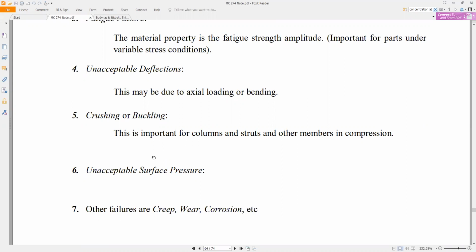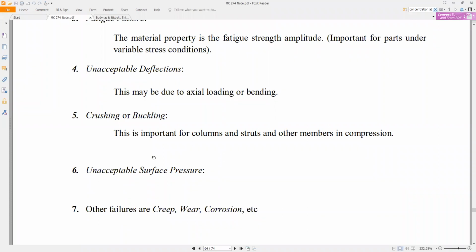It may jam up the engine, or the engine may end up being destroyed altogether. So in some situations, we don't want that deflection to occur. They are not desirable, so they are unacceptable. So when deflection occurs in such cases, then we can say that the material or that machine element has failed. And the deflection may be due to axial loading or bending loading.